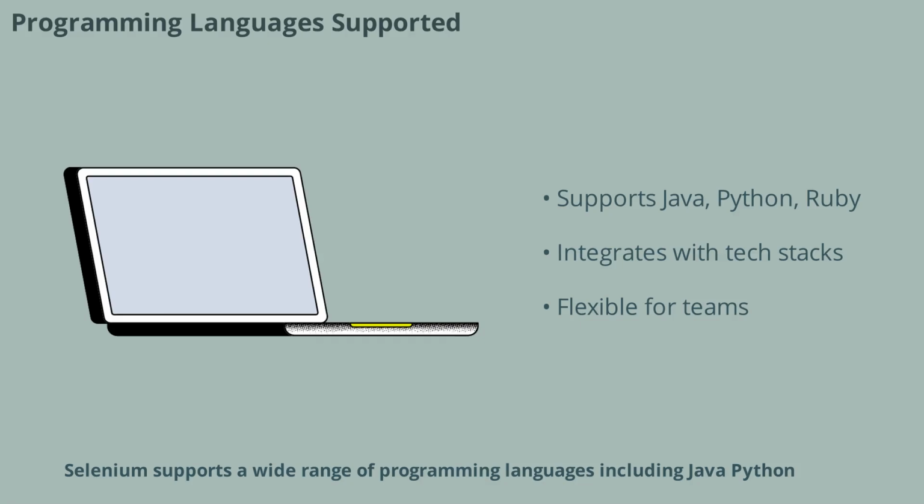Selenium supports a wide range of programming languages, including Java, Python, Ruby, and more. This flexibility allows teams to integrate Selenium into their existing tech stacks and leverage their preferred languages for automation. Choosing the right language can also help streamline collaboration and maintenance.